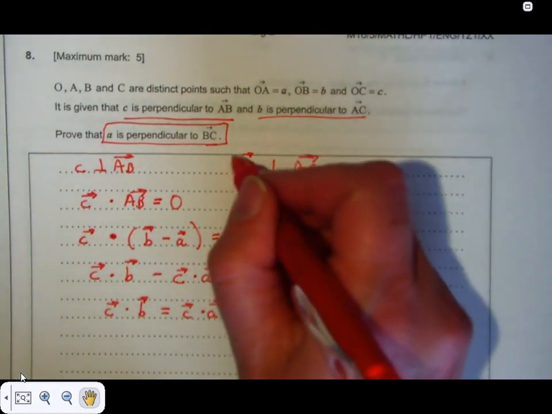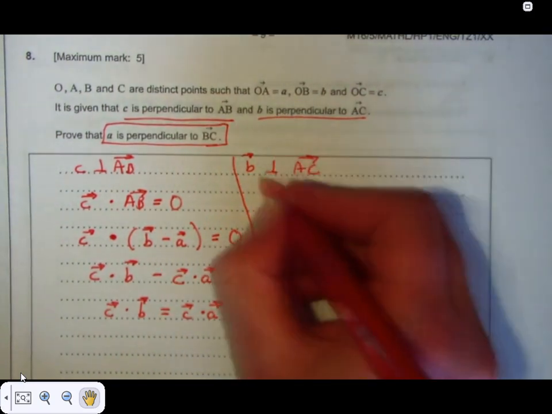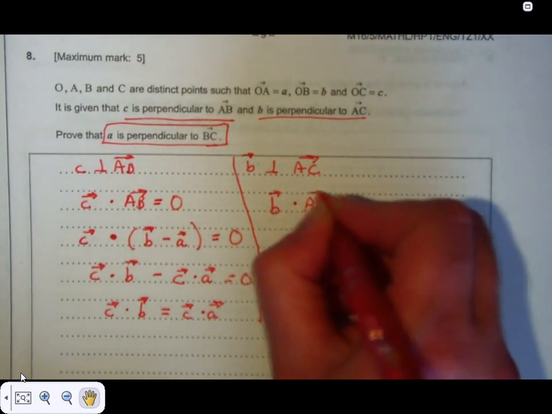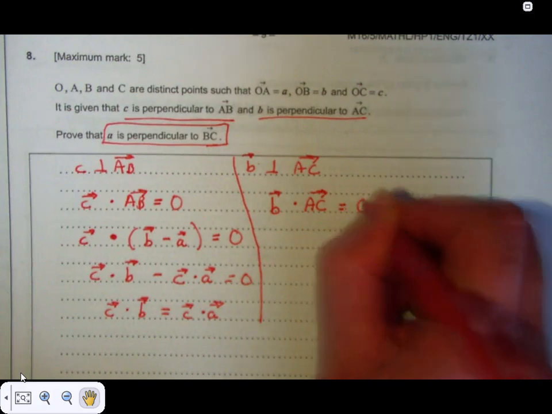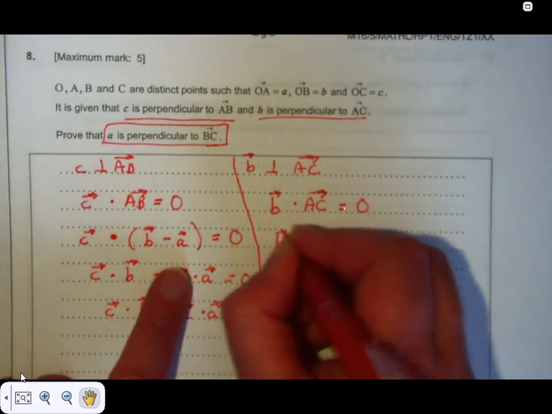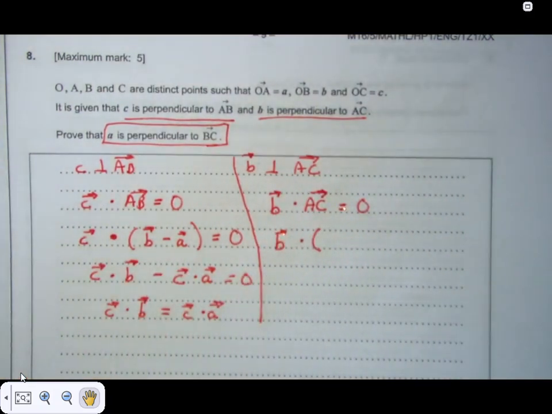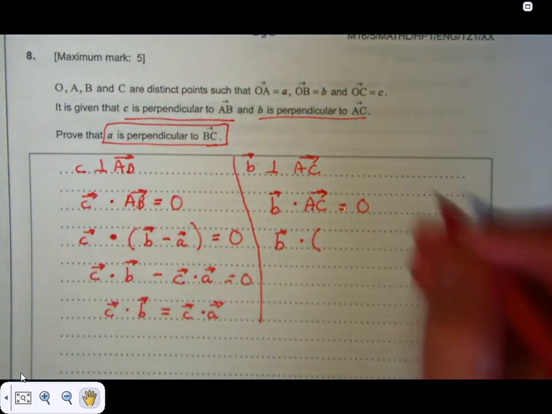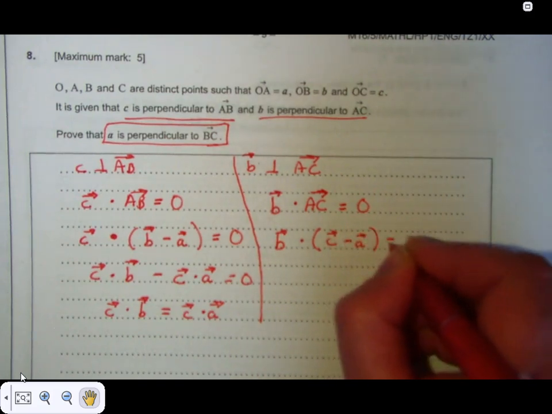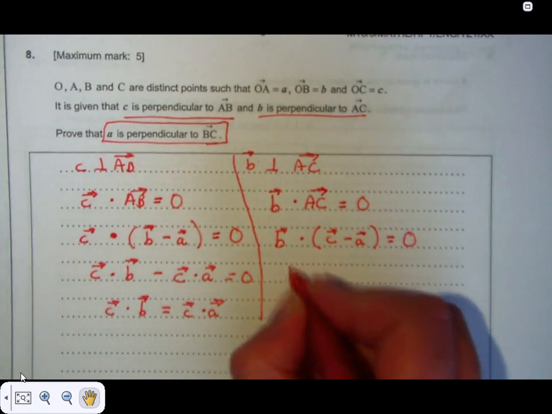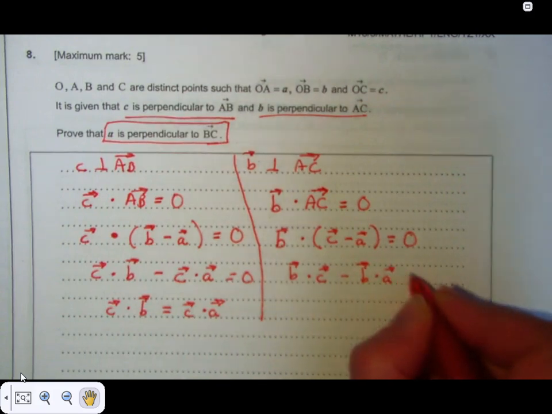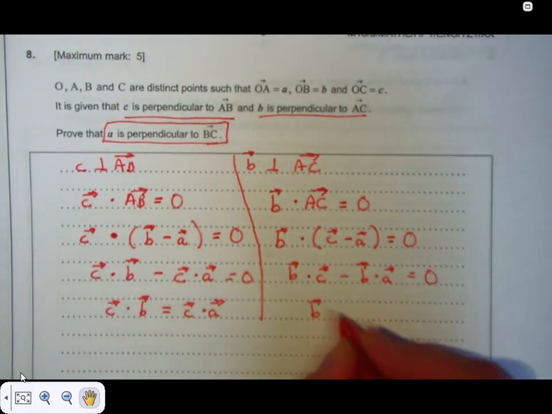All right, I'm basically going to do the same thing over here. Since these two are perpendicular, I'm going to say that their dot product is 0. What do you think I'm going to put instead of AC? C minus A. And then distribute. So B dot C minus B dot A equals 0. Add it over.